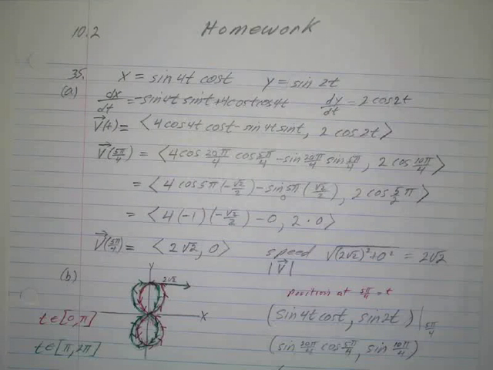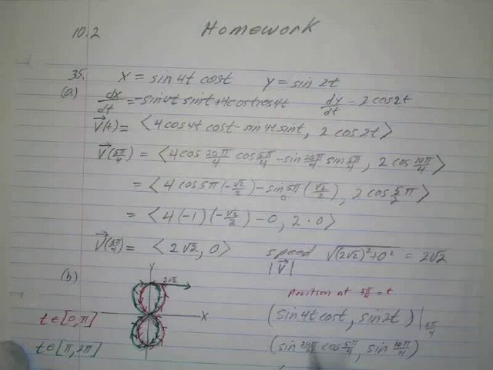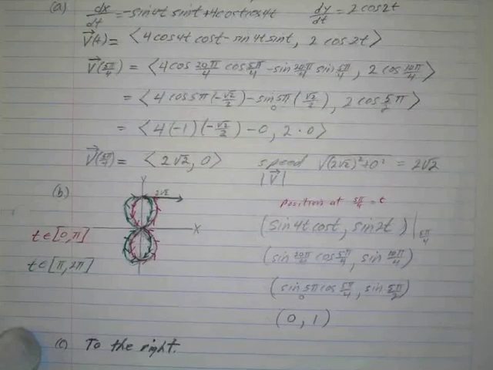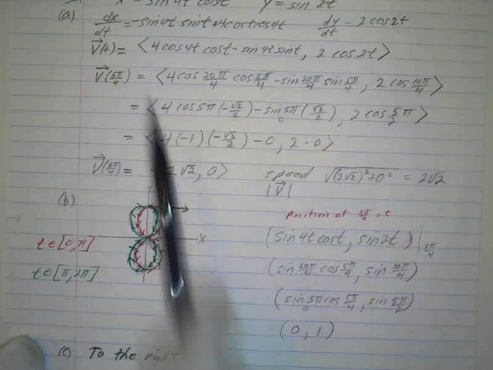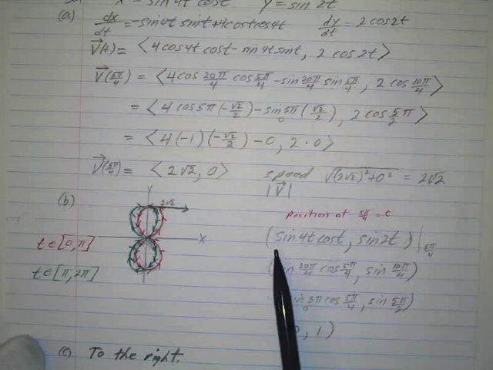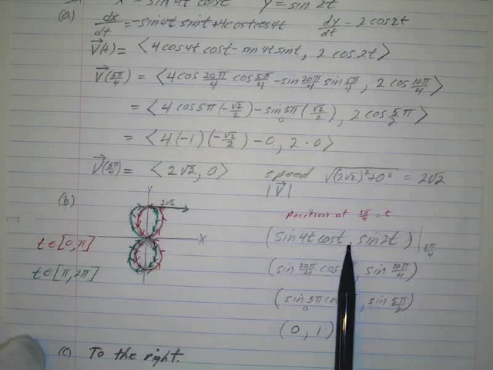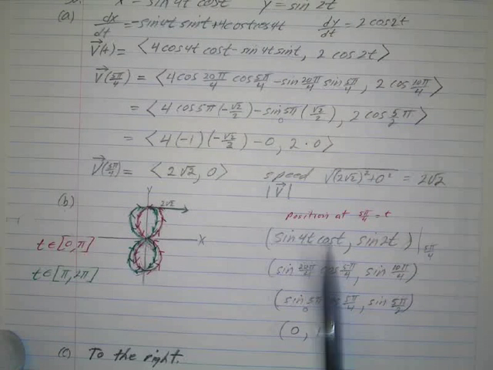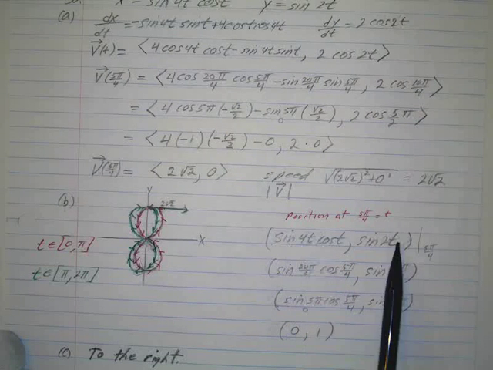Now the B part was draw the path of the particle and show the velocity vector at t equals 5 pi over 4. So we had to find the position at 5 pi over 4. So I put this into the position vector, or the coordinate actually, I can find the coordinate. And the coordinate was just going to be this, because they're in component form, so the position and the component would be the same thing. We want to find the position, so we just put this in the ordered pair.